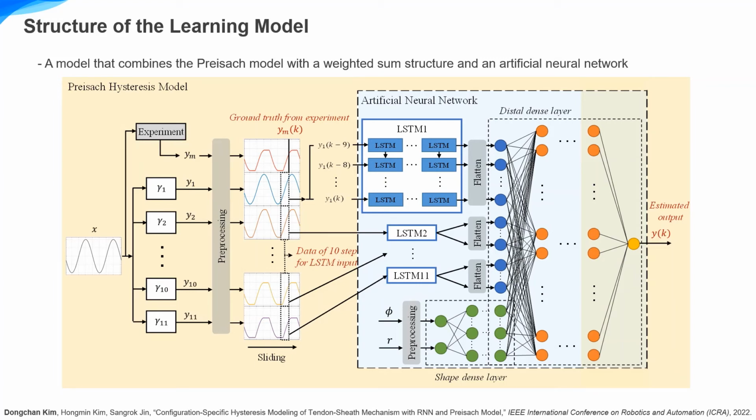The shape dense layer receives 2 standardized shape parameter data. The distal dense layer receives output of 11 LSTMs and the shape dense layer. The last node of the distal dense layer estimates the output through a weighted sum.